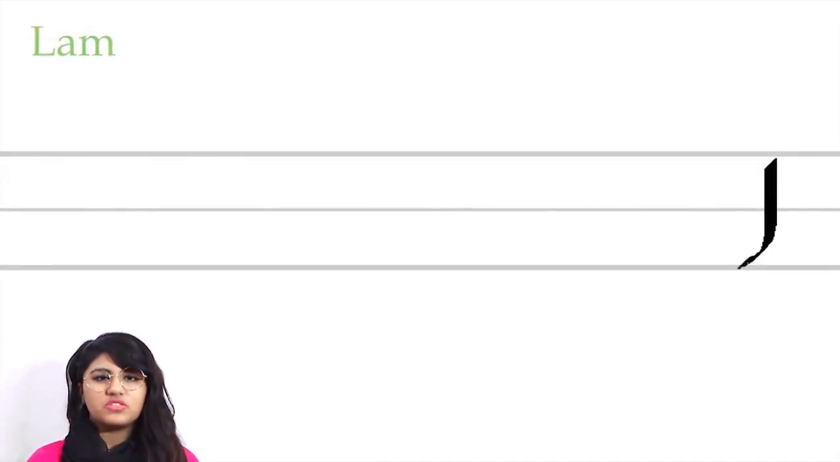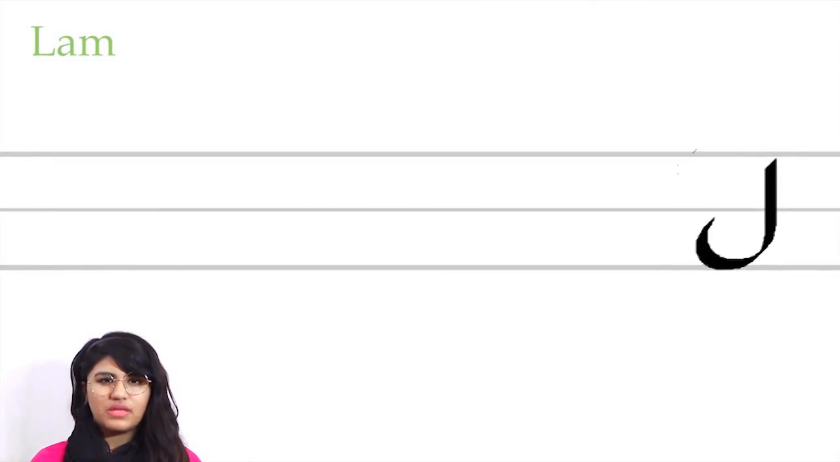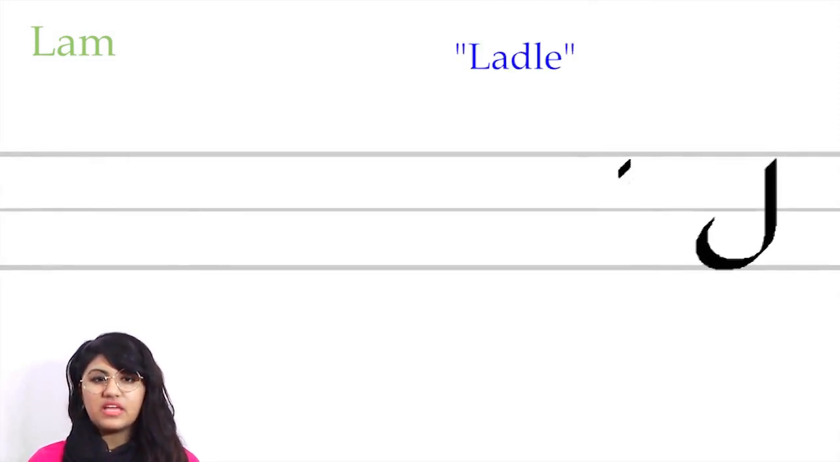Lam. Lam is going to be straight down. You make a big tail. Now think of lam as a ladle. You have the long handle, and then you have the part that holds the soup. So lam, ladle.